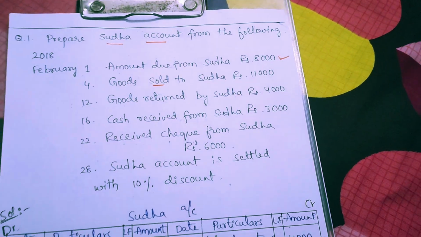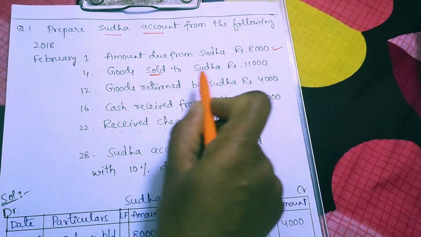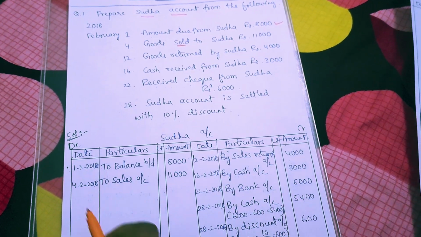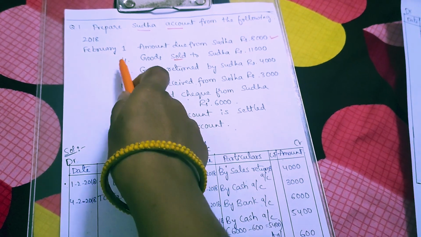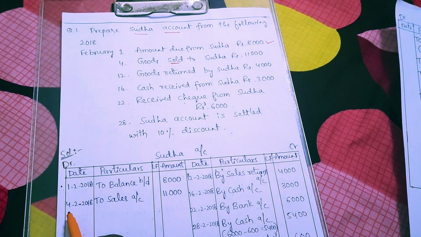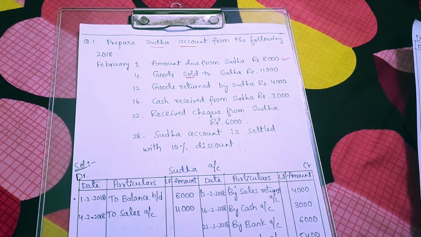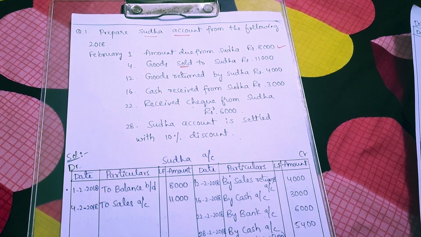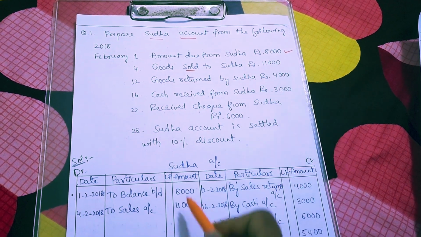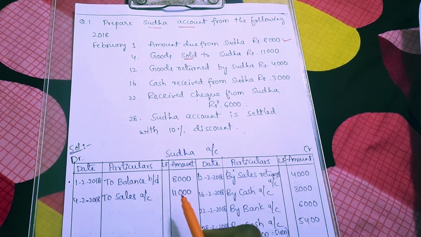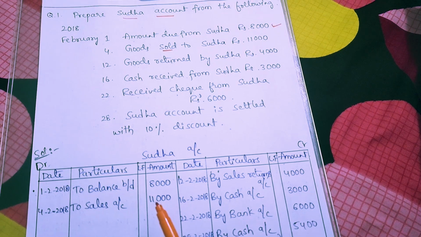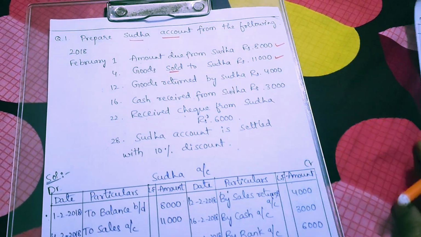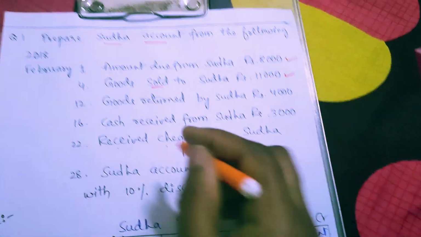Now let us write sales also. These sales to Sudha, 11,000, we will write on the debit side. Date, fourth date, 4th February 2018. Next, to sales account, we should write to sales account. Amount 11,000. Okay. Hope you understood this. And this also finished, the second one. Let us see the next one.